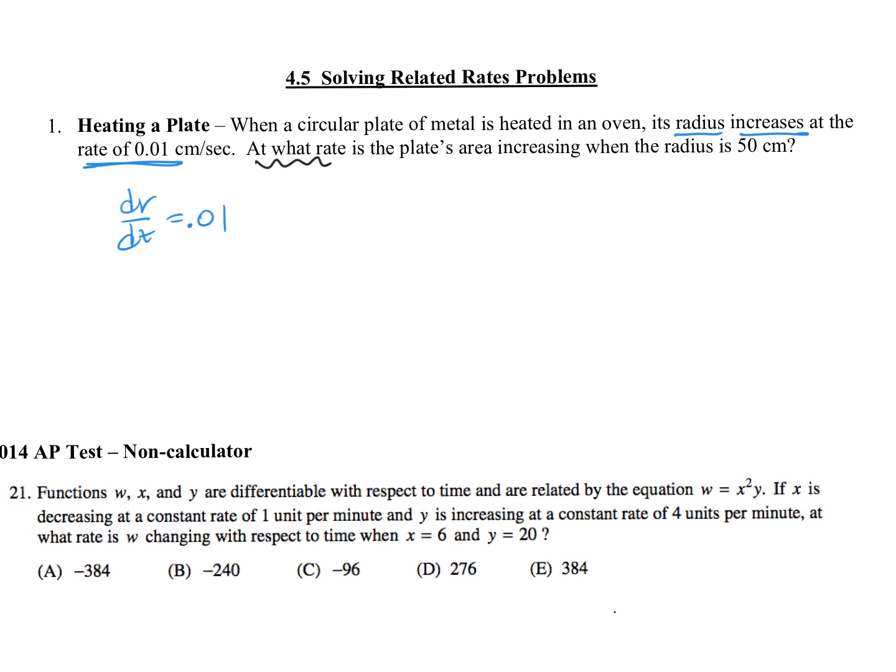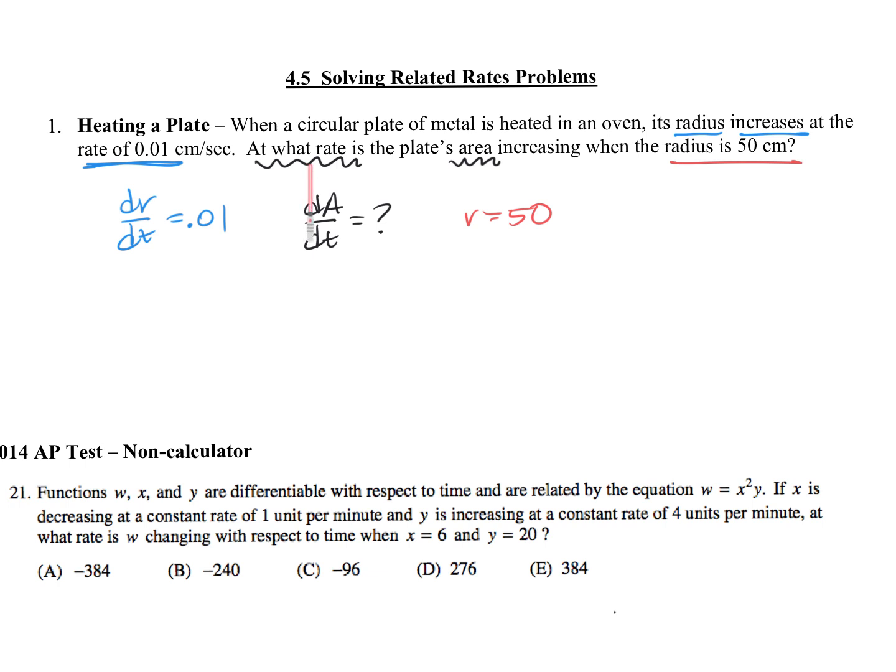Then it says, at what rate is the area increasing? So this is what they're looking for. Are they looking for area or dA dt? dA dt, because they're asking for a rate. So I'm going to say dA dt is, I don't know what that is. That's what we're looking for. And it says, when the radius is 50. Is that r equals 50 or dr dt equals 50? Radius is 50. Very good. So I'm going to say radius is 50. That's just some info that I like to take out from the problem.